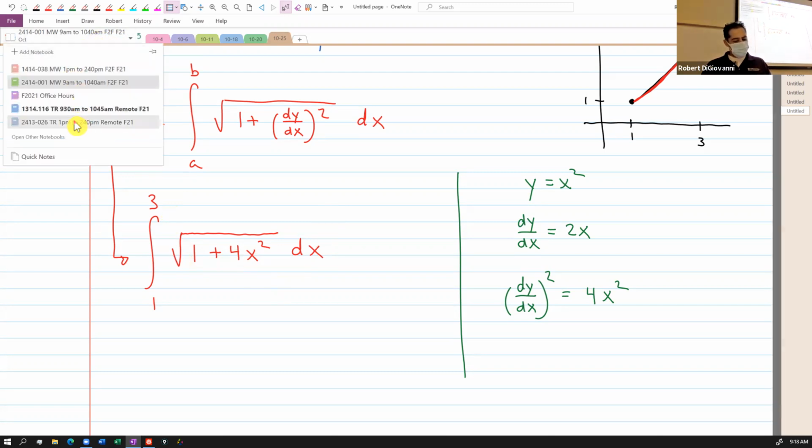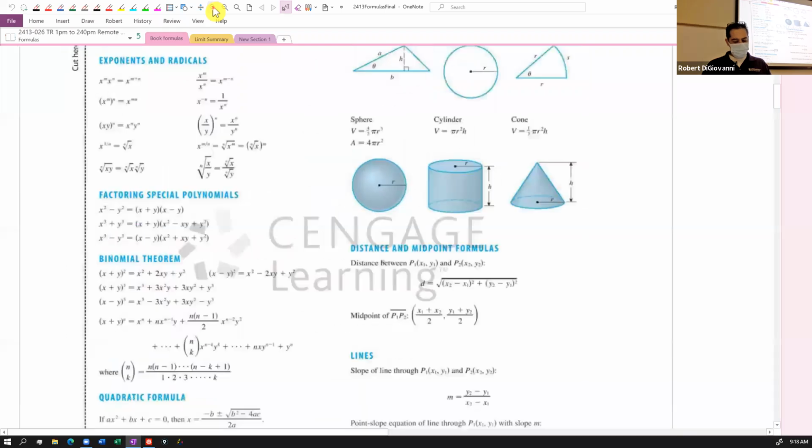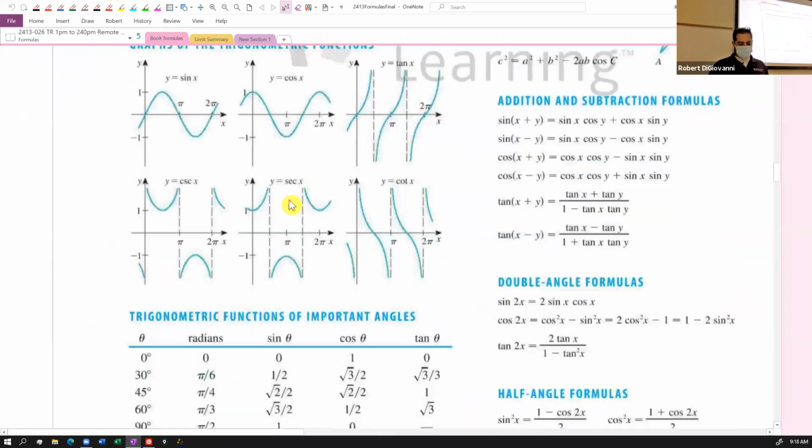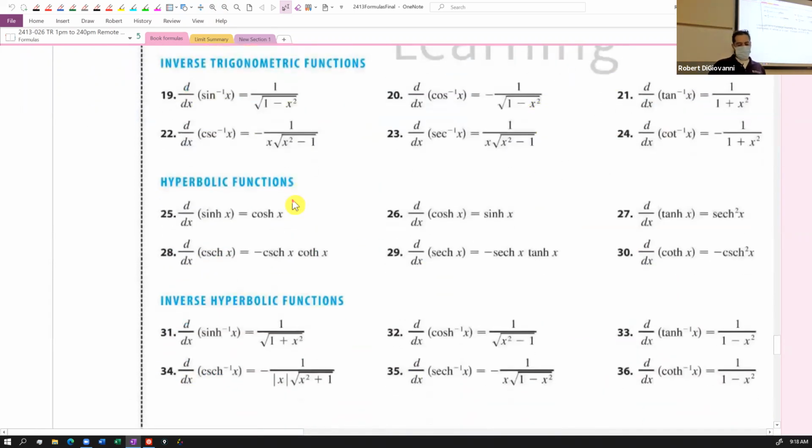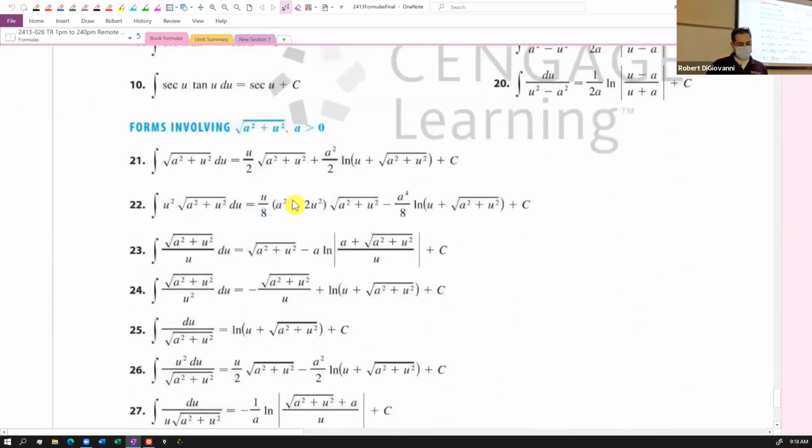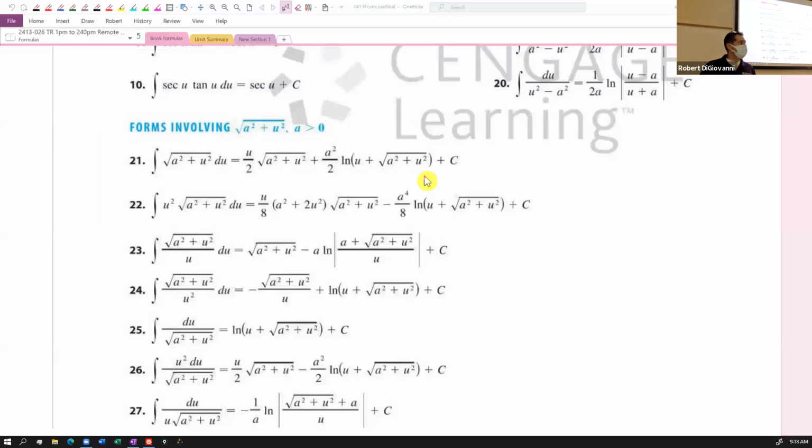Let's go to our formula sheets. Is there a formula for this one already? I've got my fingers crossed here. Do we have one? Hey, look at this. Look at formula number 21. If you have the square root of a squared plus u squared, right? Okay. So we can use this, yes? This formula? It ain't pretty, but we can use it, can't we?